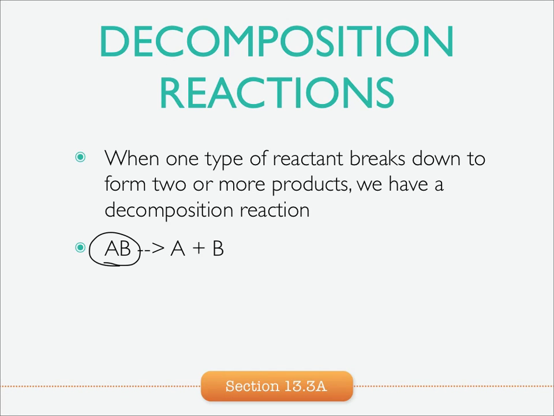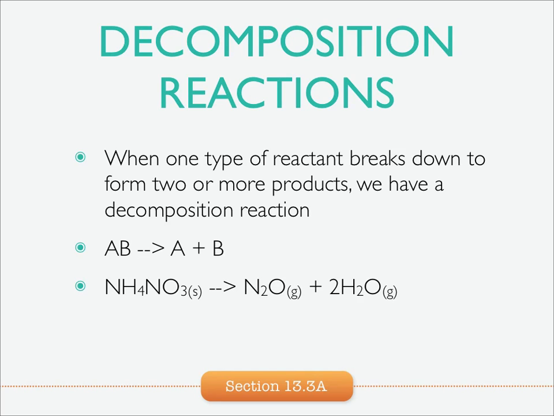So it's going to look like this. You can start with a compound. It's going to break it down often into elements again. Doesn't have to be, but that's pretty common. So this is one that didn't break down into elements: we've got NH4NO3, some ammonium nitrate, and we get some dinitrogen monoxide and some water when we're done. So this is an example of a decomposition reaction.